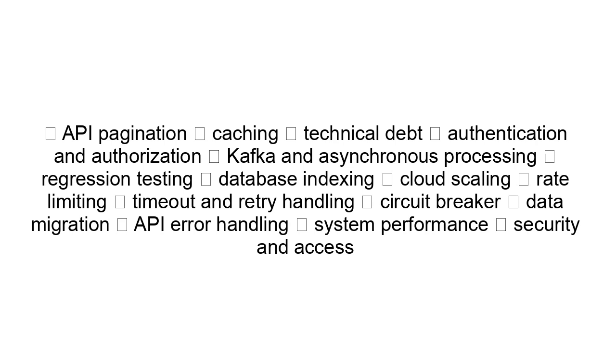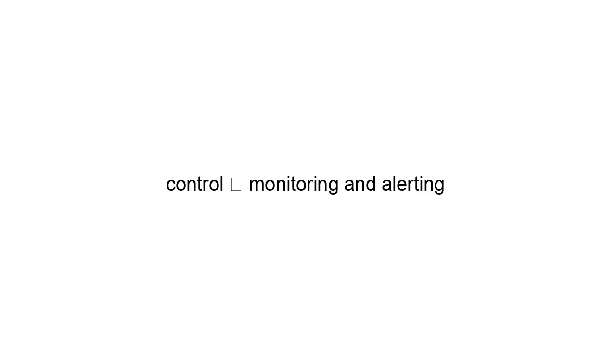Good technical concepts you can explain. Depending on your experience, you can talk about API pagination, caching, technical debt, authentication and authorization, Kafka and asynchronous processing, regression testing, database indexing, cloud scaling, rate limiting, timeout and retry handling, circuit breaker, data migration, API error handling, system performance, security and access control, monitoring and alerting.